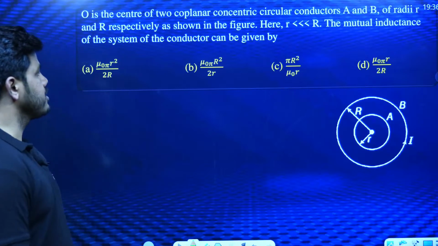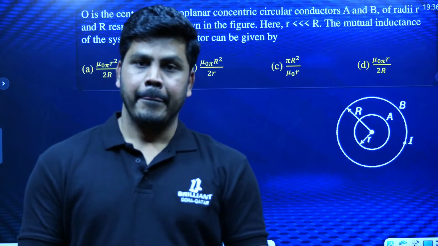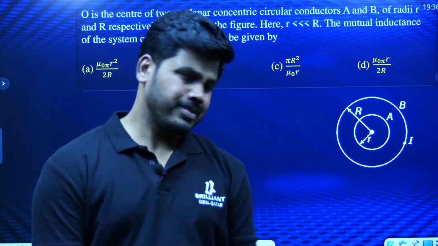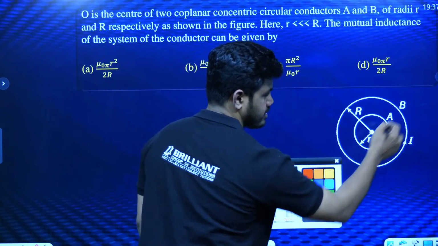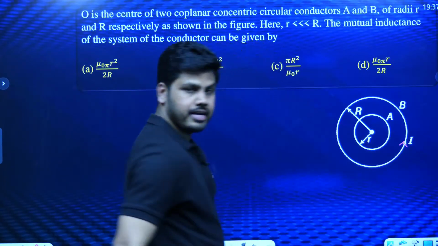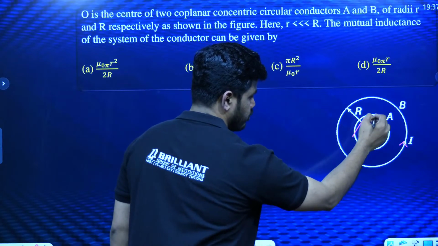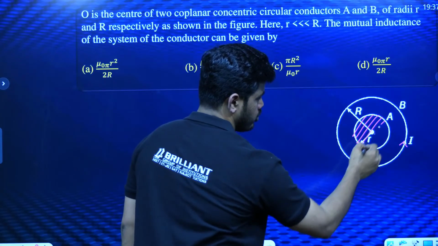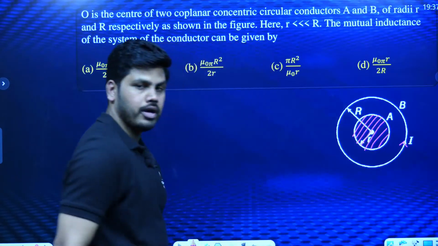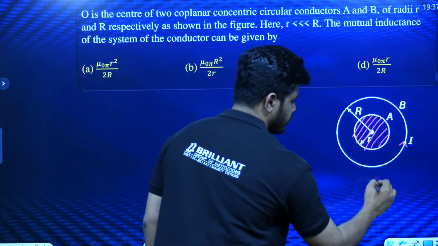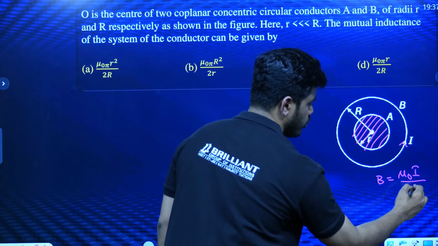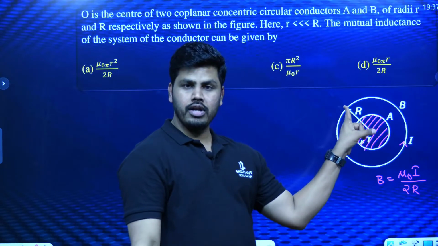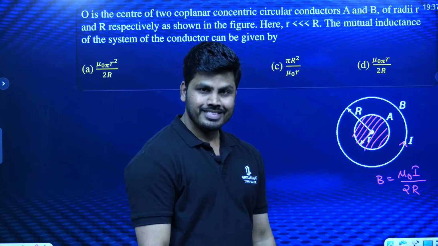The mutual inductance of the system can be, what is the mutual inductance of the system? Here also we can do the same thing, right? The outer coil, which carries a current I, produces a magnetic field in this enclosed region, which produces some flux in the inner coil. So what can be that magnetic field B? Which is mu naught I divided by 2 into the radius of the outer coil. That is the magnetic field, right?